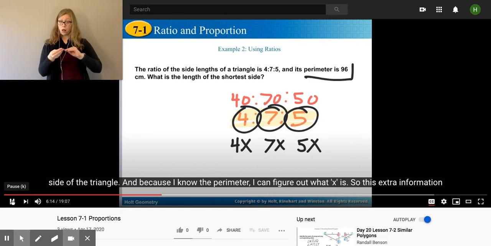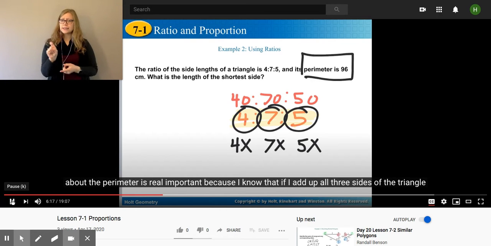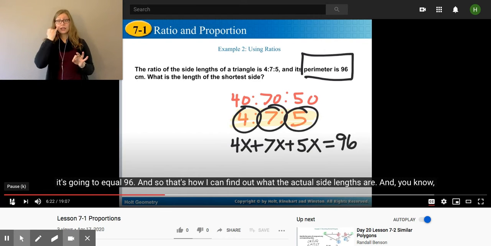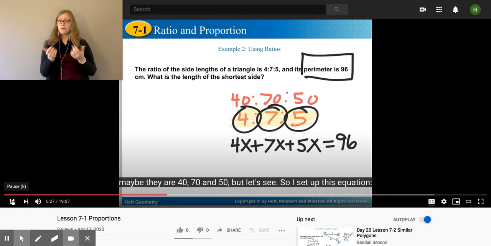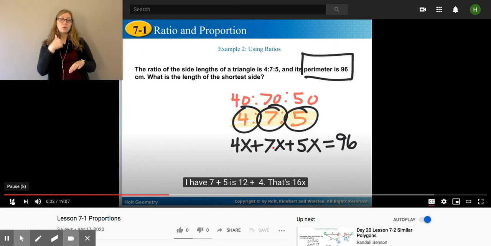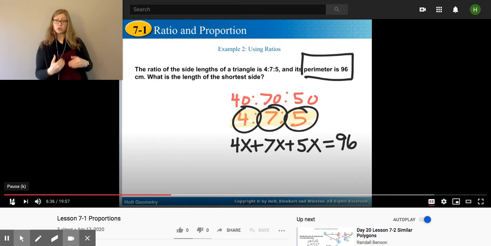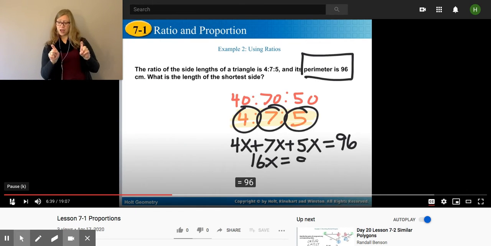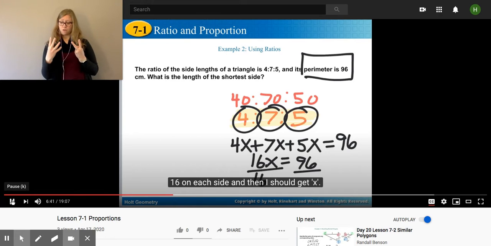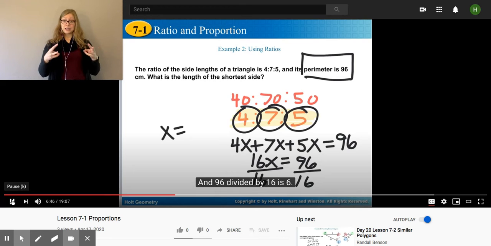So this extra information about the perimeter is really important, because I know that if I add up all three sides of the triangle, it's going to equal 96. And that's how I can find out what the actual side lengths are. Maybe they are 40, 70, and 50, but let's see. So I set up this equation. I have 7 and 5 is 12, plus 4, that's 16x equals 96, and then I'm going to divide by 16 on each side, and I should get x. And 96 divided by 16 is 6.